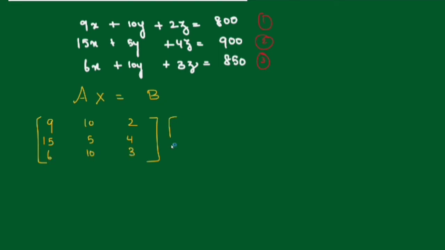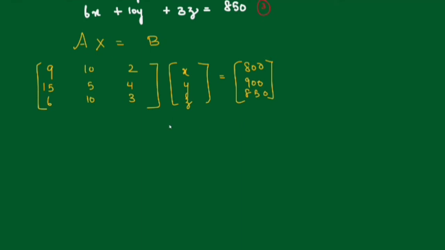Matrix A. Okay. What is matrix X? Which are the variables here? X, Y and Z, right? So write it as X, Y, Z as a column matrix. You should write like this, column matrix is equal to matrix B, the constants 800, 900 and 850. This is called as writing in the matrix form. So we wrote in the matrix form. Now we have to find the matrix X.